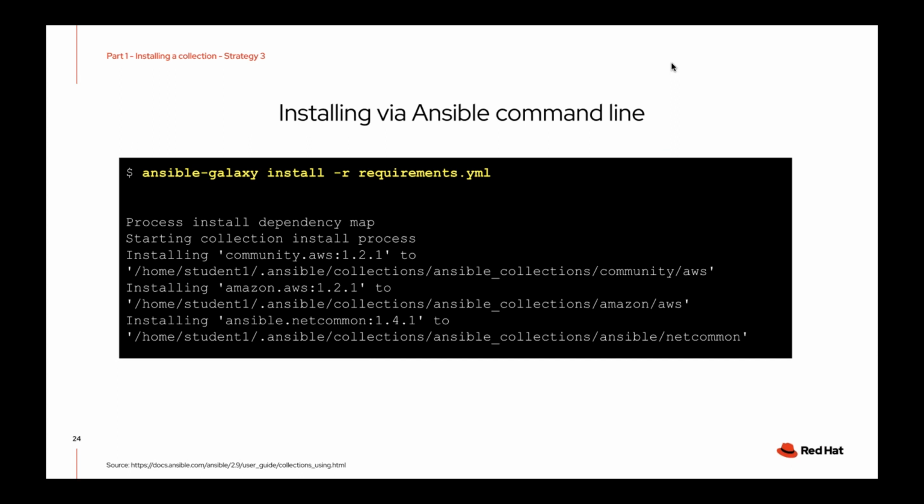If you're just using command line Ansible, you can just do ansible-galaxy install and then point to the requirements file. It'll go through each of those key value pairs and install them. So instead of having to run the install command once, twice, three times, you can just grab them all.